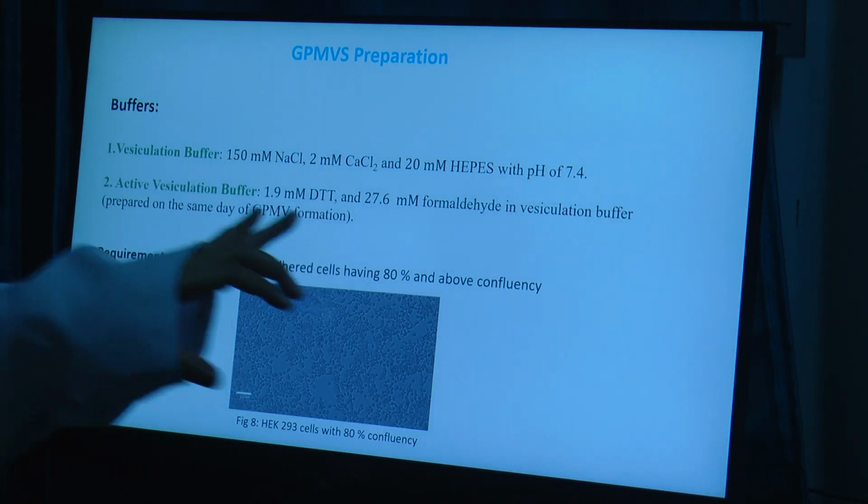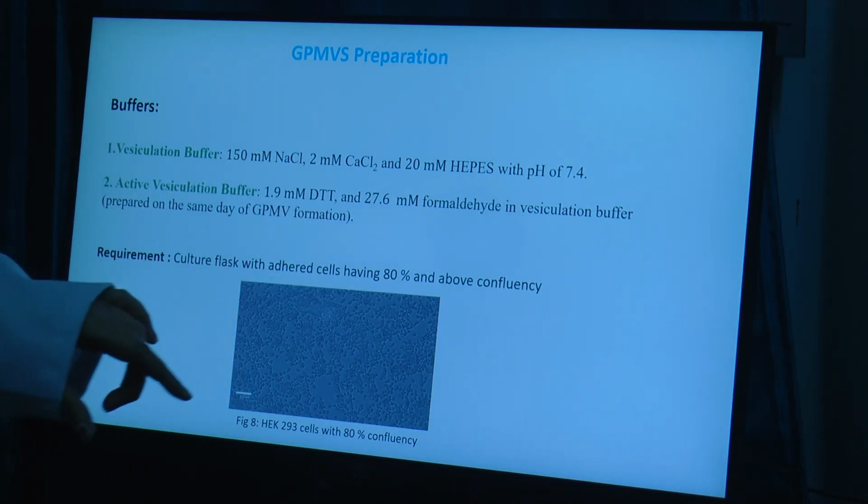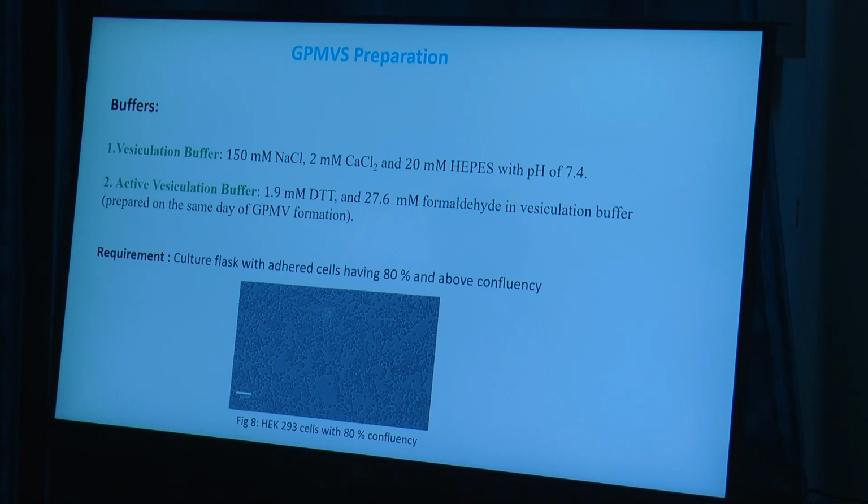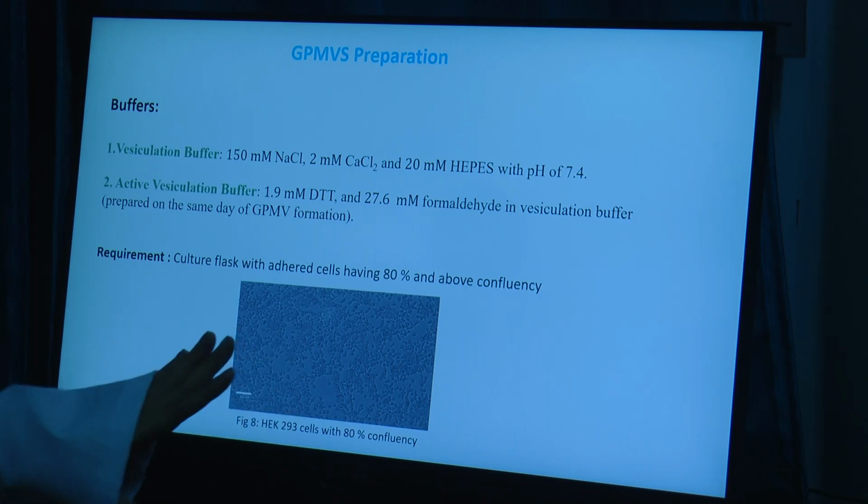We'll add these two extra components to them, and then we'll have the acidulation buffer. But usually after this buffer, what we have to further check is, when we prepare GPMs, the confluency of the cells should be around 80 percent or more. They'll get extracted at lower confluency also, but the number will not be high. So this is a good amount of confluency.